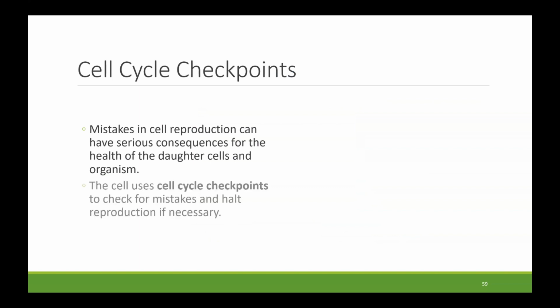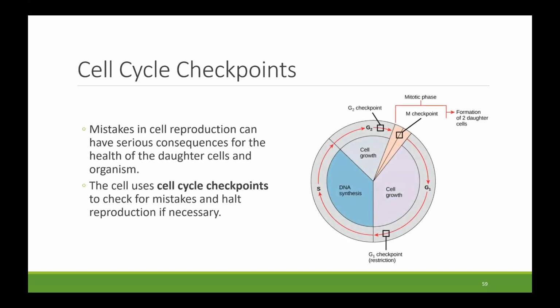They have a built-in series of checkpoints throughout the cell cycle, which are not to be confused with the checkpoints that I ask you guys during lectures. And the purpose of these checkpoints is for the cell to check for any mistakes so that it can halt reproduction if necessary. And as we know, this is what the cell cycle looks like. And there are three main checkpoints where the cell checks for mistakes. One happens at the end of G1 phase, one happens at the end of G2 phase, and one happens right in the middle of mitosis.